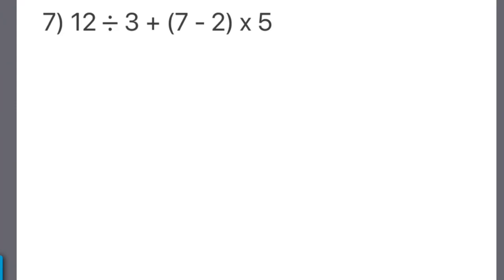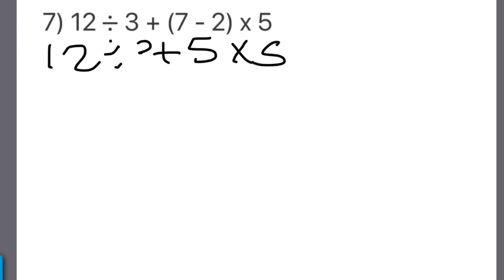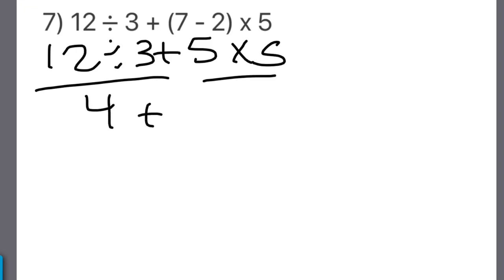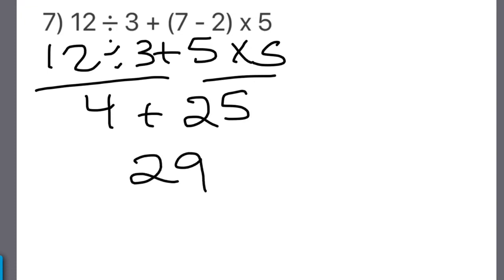So on number 7, we're going to do parentheses first. 7 minus 2 is 5. Copy everything else exactly as you see it above. So we're going to multiply and divide left to right. So we see division first. 12 divided by 3 is 4. And 5 times 5 is 25. And then we're going to add. 4 plus 25 is 29.